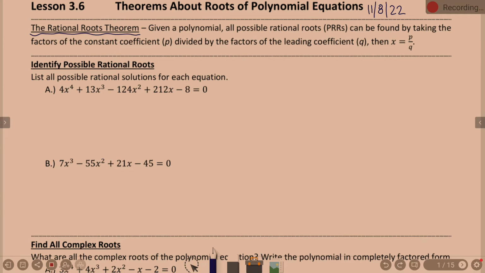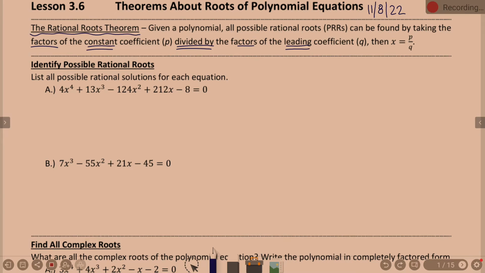Given a polynomial, all possible rational roots, what we call PRRs, possible rational roots, can be found by taking the factors of the constant coefficient, which we refer to as P, divided by the factors of the leading coefficient, which we refer to as Q. So in other words, x equals P over Q. The idea here is it's going to be factors of the constant divided by factors of the leading. That's going to be the key you have to remember.